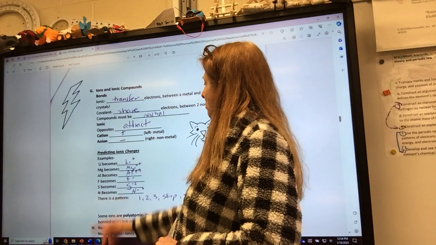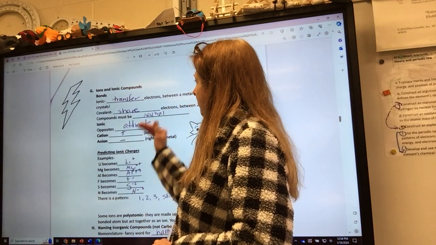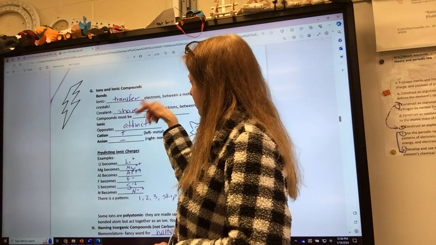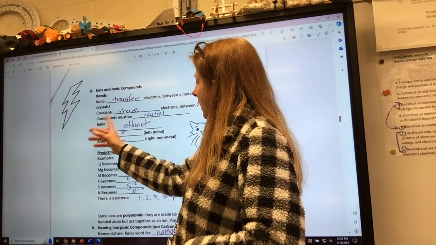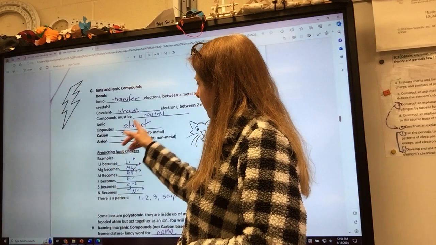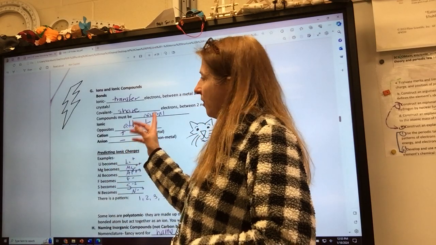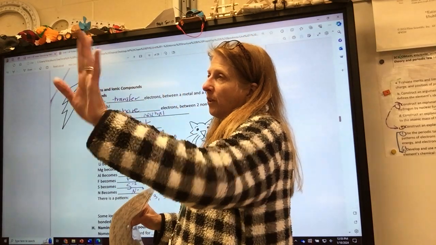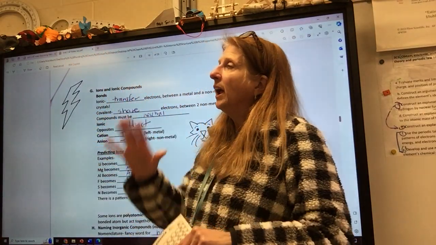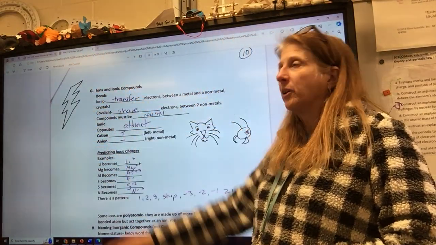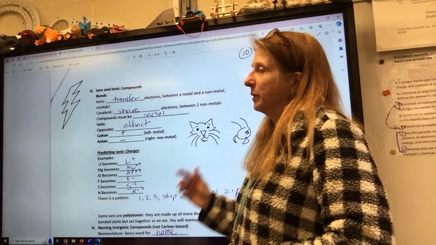But overall, compounds need to be neutral. If it is an ion, it's charged, but if it's a compound, it's neutral. So what holds an ionic compound together is opposites attract, and the metals over on that side of the periodic table want to lose electrons and become positive, and the nonmetals on that side of the periodic table want to gain electrons and be negative.